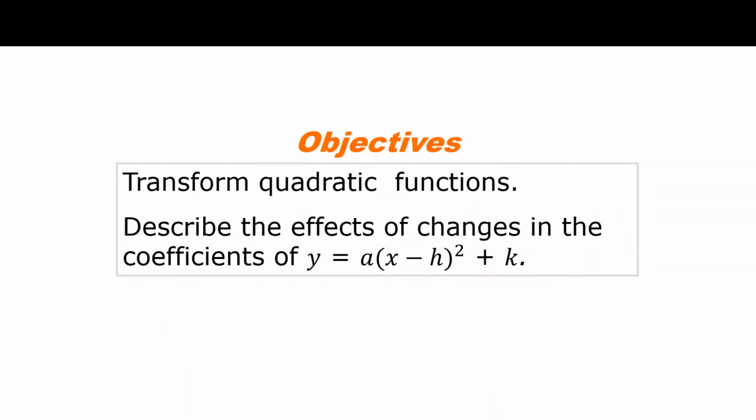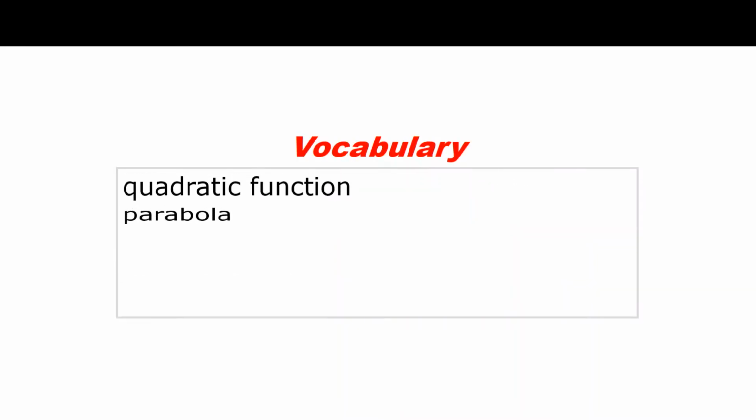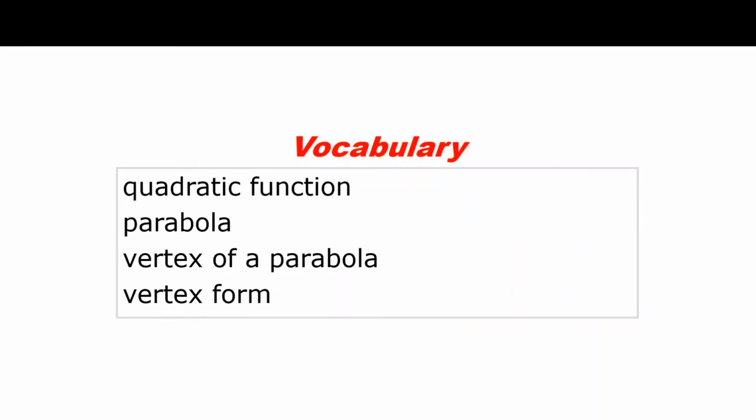The objectives for today's lesson: you're going to be able to transform quadratic functions. You're also going to be able to describe the effects of changes in the coefficients of the equation y equals a times (x minus h) squared plus k. Your vocabulary for today is going to be quadratic function, parabola, vertex of a parabola, and vertex.